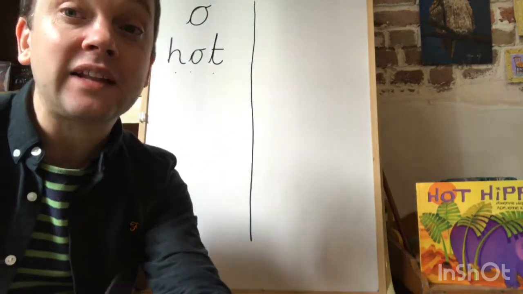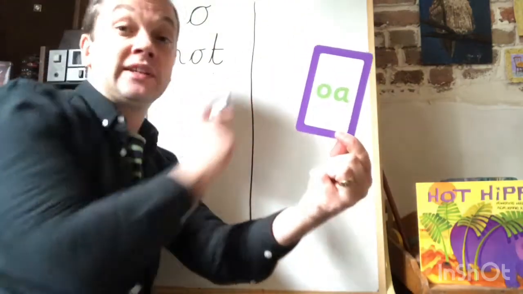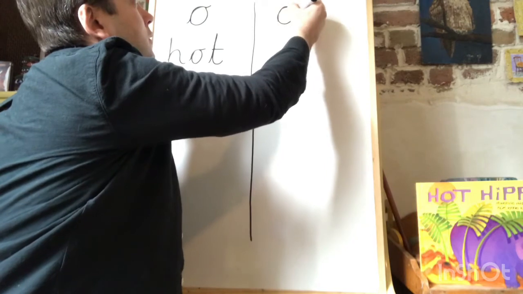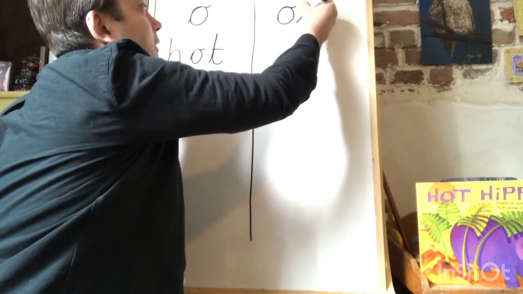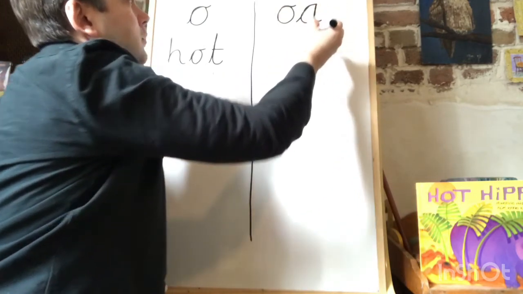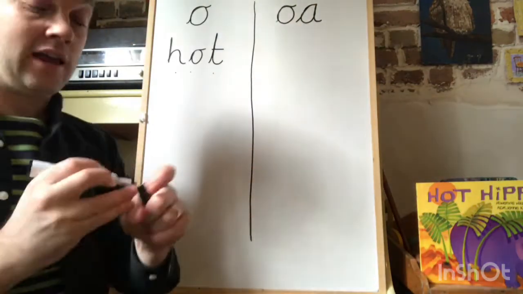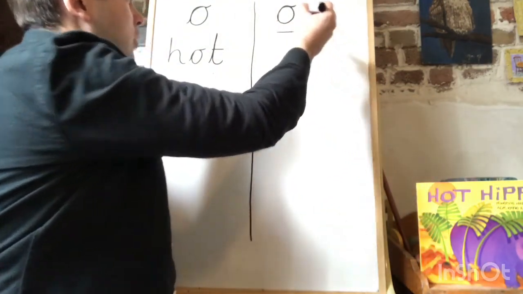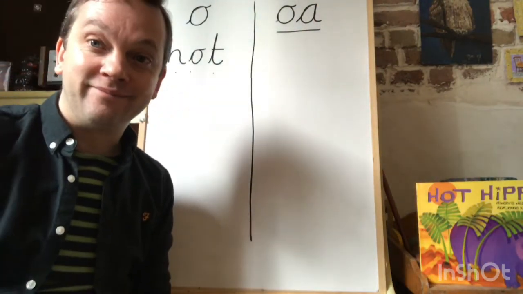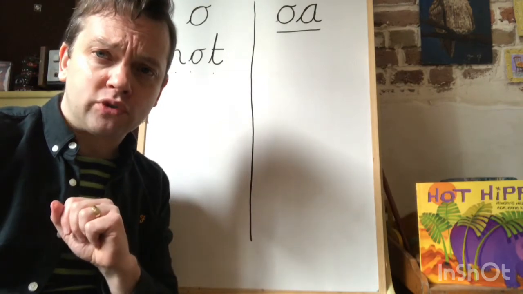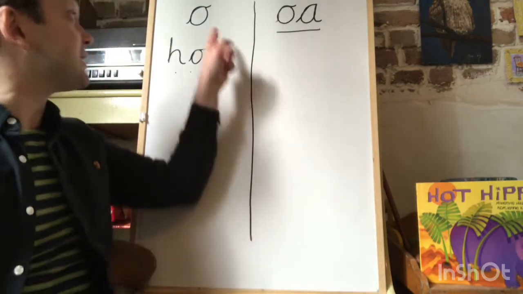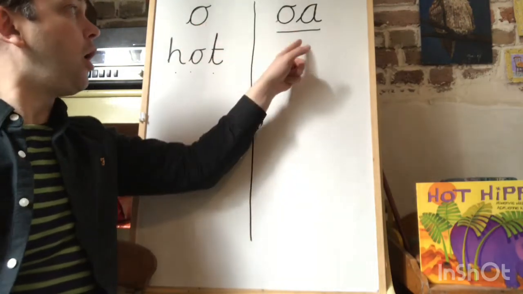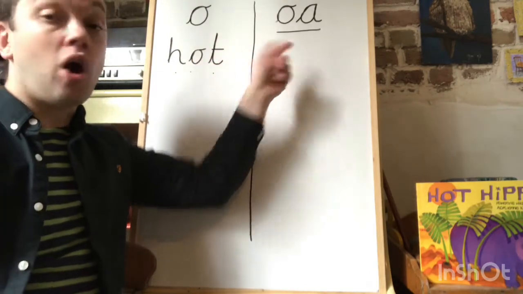Now, I'd like you to write the letters O and A on this side, please. So that's the letters O and A. The letters O and A. And when they are together, they make the sound O. Very good. Pause the video if you need more time. Now, we can point to them. We can say O, O, O.